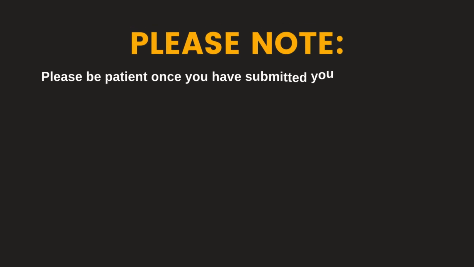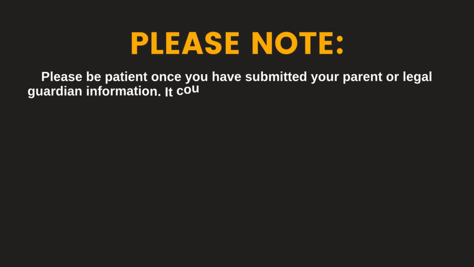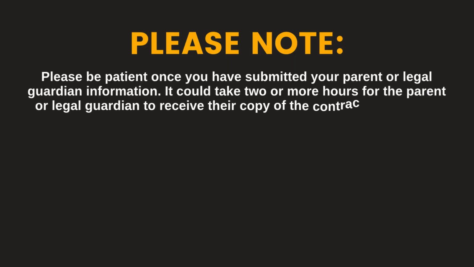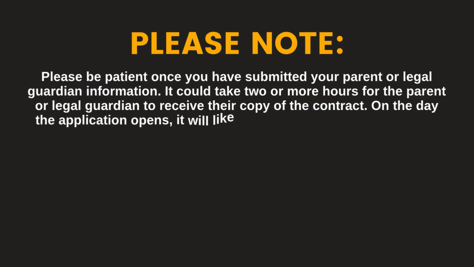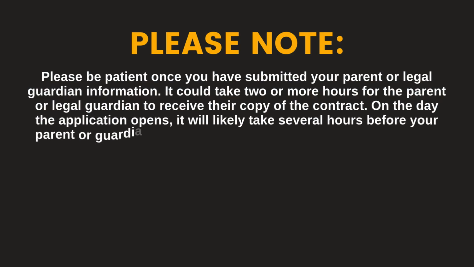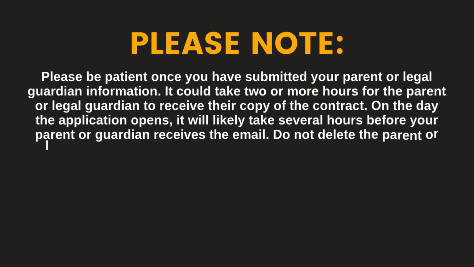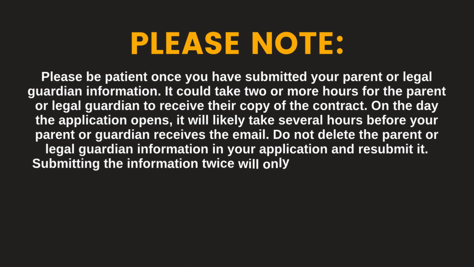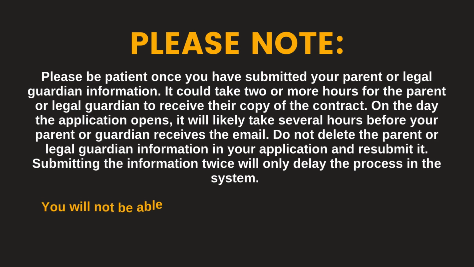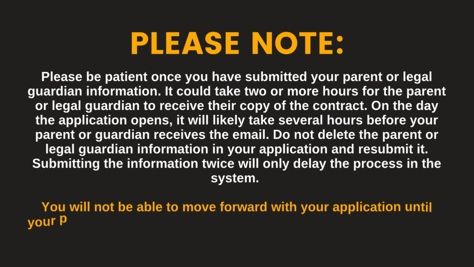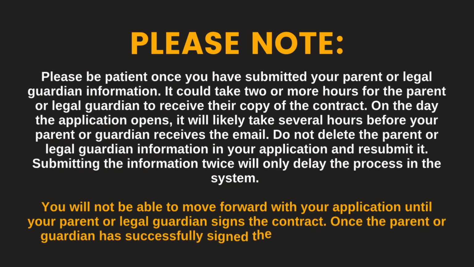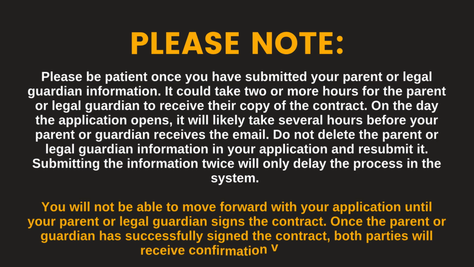Please be patient once you have submitted your parent or legal guardian information. It could take 2 or more hours for the parent or legal guardian to receive their copy of the contract. On the day the application opens, it will likely take several hours before your parent or guardian receives the email. Do not delete the parent or legal guardian information in your application and resubmit it. Submitting the information twice will only delay the process in the system. You will not be able to move forward with your application until your parent or legal guardian signs the contract. Once the parent or guardian has successfully signed the contract, both parties will receive confirmation via email.